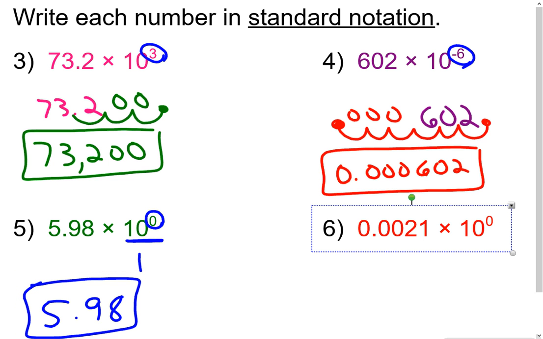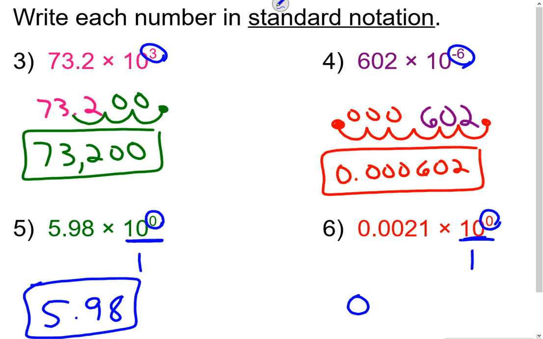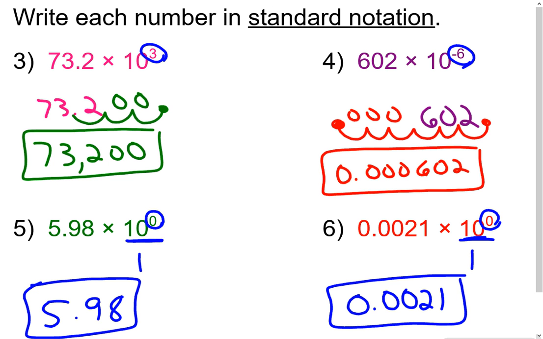This one, again, notice our b value is 0. Therefore, 10 to the 0 is just 1. And anything times 1 is itself. Therefore, this one will turn out to be 0.0021. And we have found our number written in standard notation.